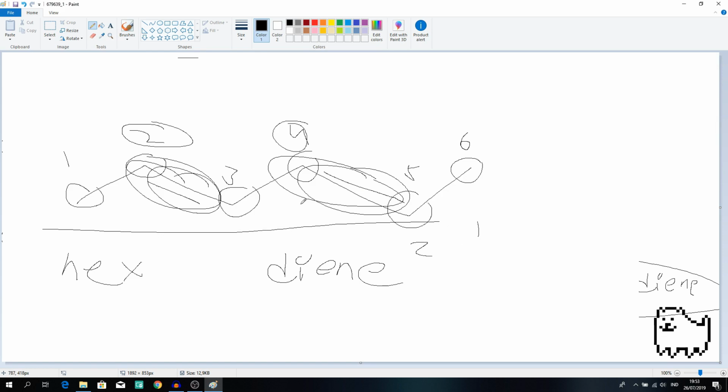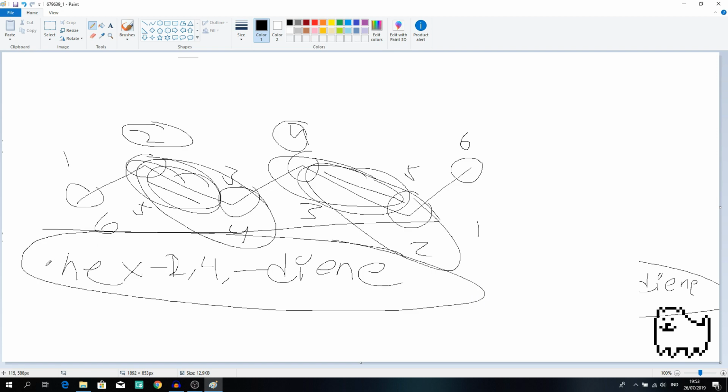1, 2, 3, 4, 5, 6. It's the same. Second carbon here for this double bond. Fourth carbon here for this other double bond. So we'll be using 2 and 4 either way. So the correct answer is hexa-2,4-diene. Again, hopefully you got this answer right.